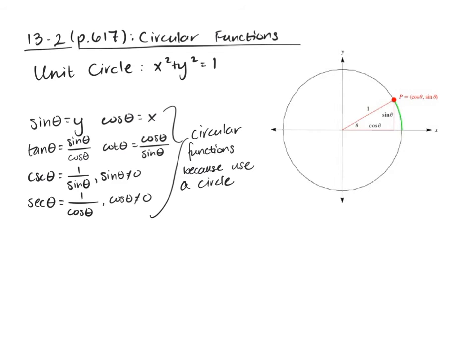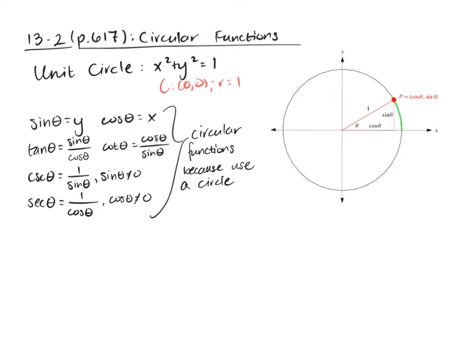Now let's move on to 13.2. This time we're looking at circular functions. So before we move on to circular functions, we're going to talk about the unit circle. The unit circle is exactly what it sounds like. It is a circle with radius 1, as you can see by the formula I wrote on the screen. It also has a center of 0, 0. So whenever I say the unit circle, I'm referring to a circle with center 0, 0 and radius 1.